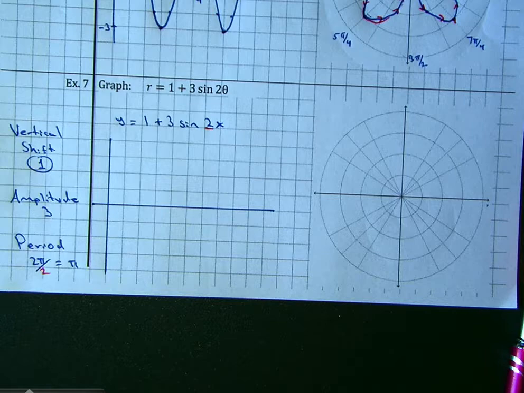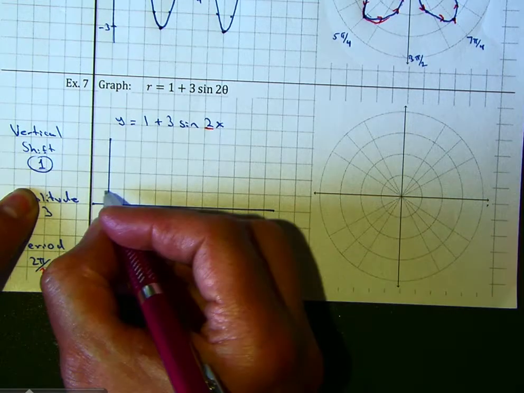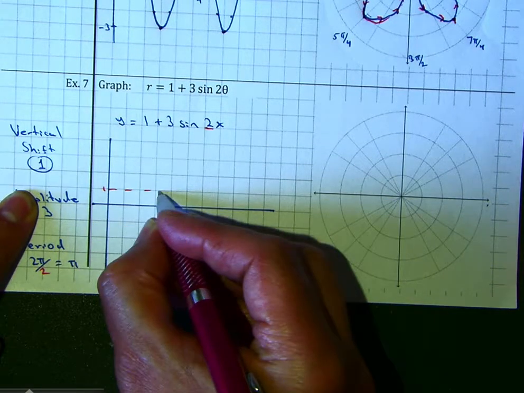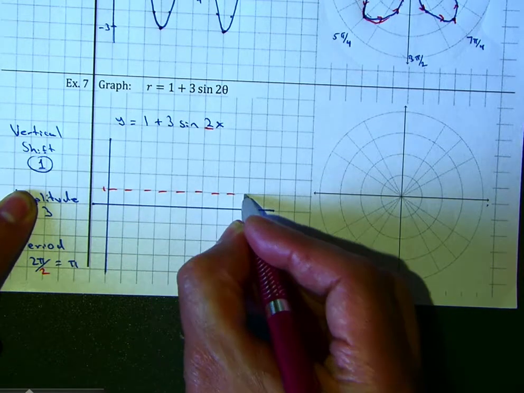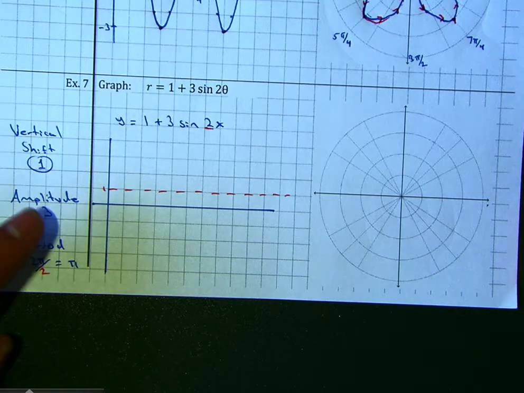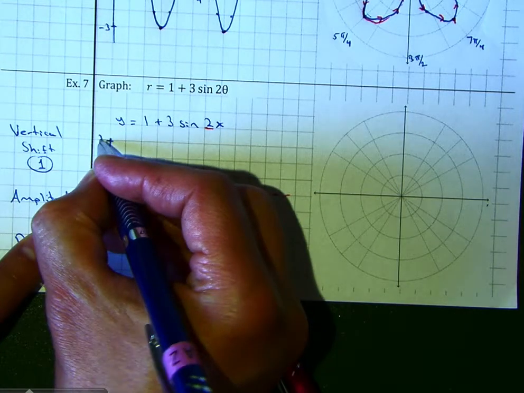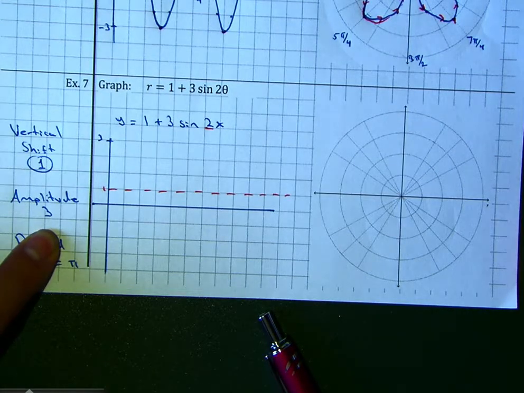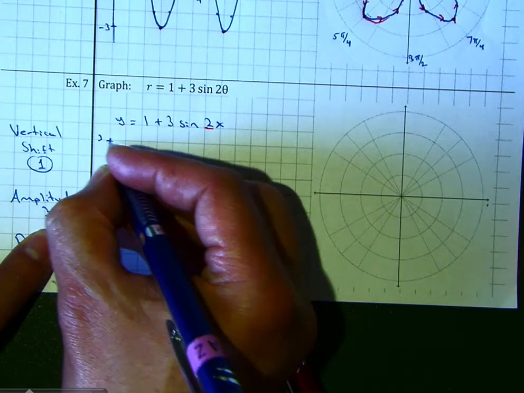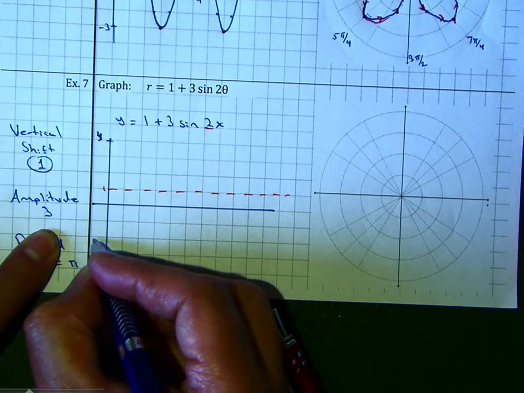And we usually start with your vertical shift. That means that it's going to be shifted up one. So therefore, at 1, I'm going to make a new x-axis. That's where I'm going to be graphing it. Then my amplitude is 3, so I go up 3: 1, 2, 3. Then down 3: 1, 2, 3, 4. And down 3, so it'll be 0, 1, and negative 2.